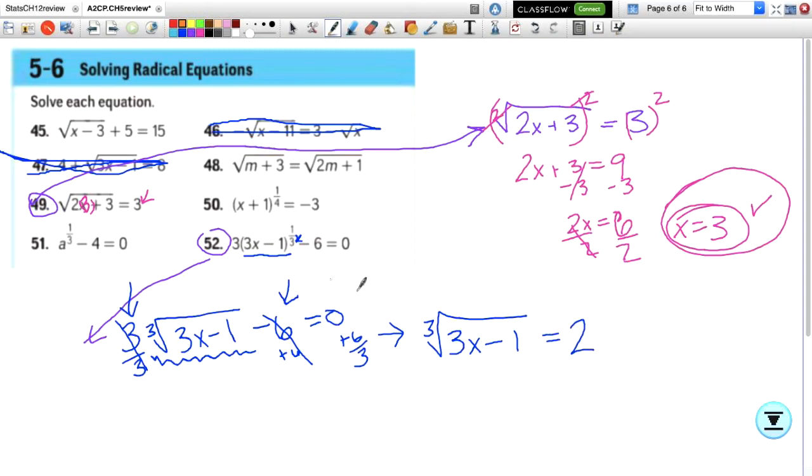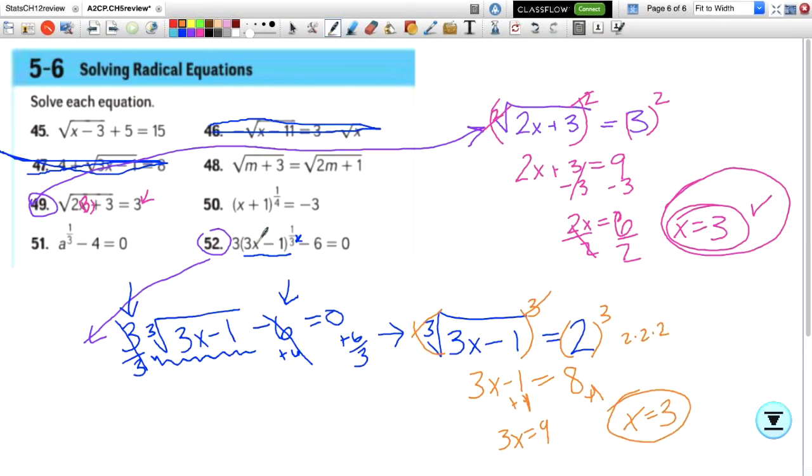Now, this isn't so bad, right? It's a root equals a number. To cancel out a root, I raise it to whatever the index number is here. I raise it to that power. So this is a cube root, so I'm going to cube it. And what I do to one side, I have to do to the other. Cancel, cancel. 3x minus 1 equals 2, it's not going to be 6, it's 2 times 2 times 2, which is 8. Now I add 1, I end up with 3x equals 9, divide 3, and I get x equals 3. X equals 3.